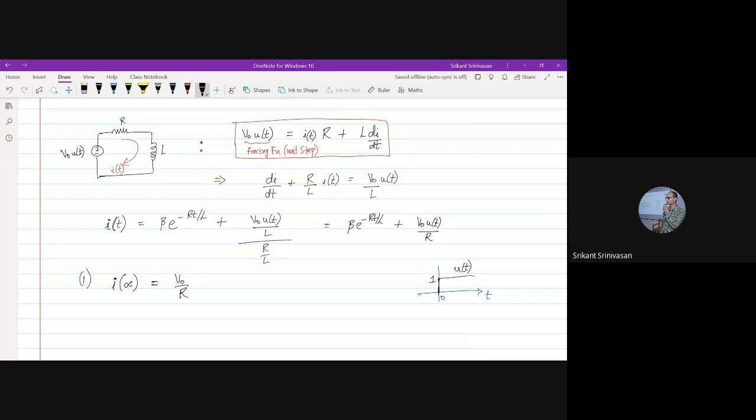Okay. What is this telling you? I of infinity is equal to V naught by R. Can somebody explain to me what it means? Maximum current. Okay. So at time t equal to infinity, the inductor becomes a piece of wire, its resistance becomes zero.